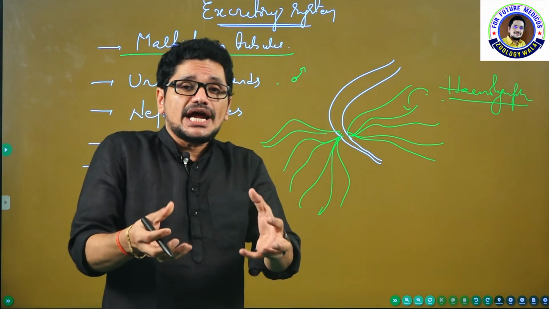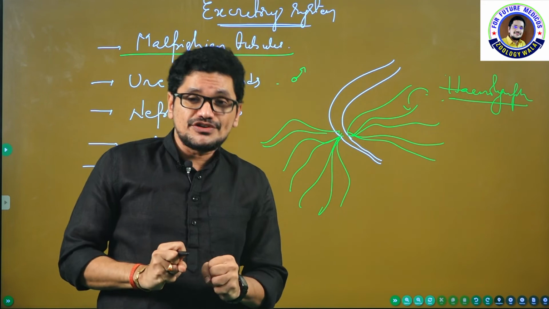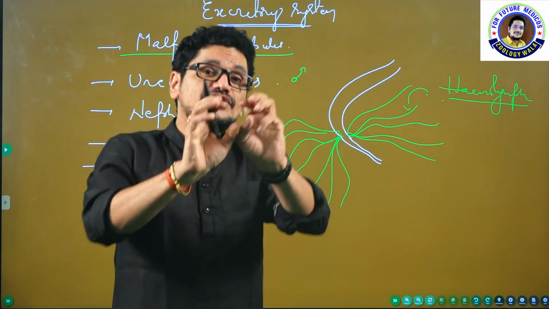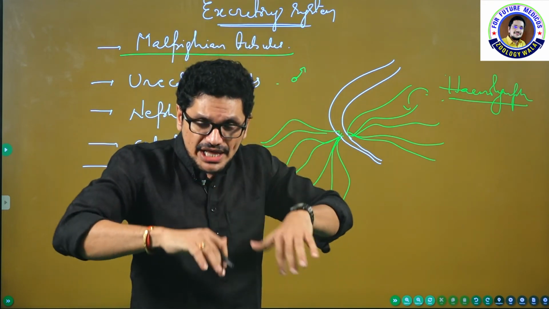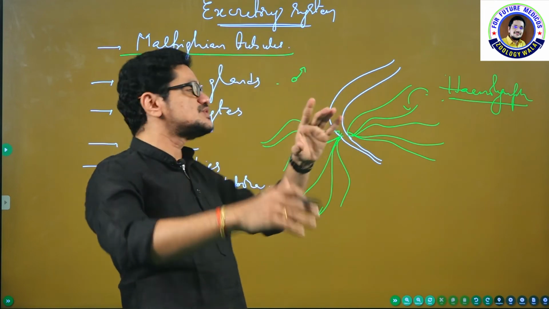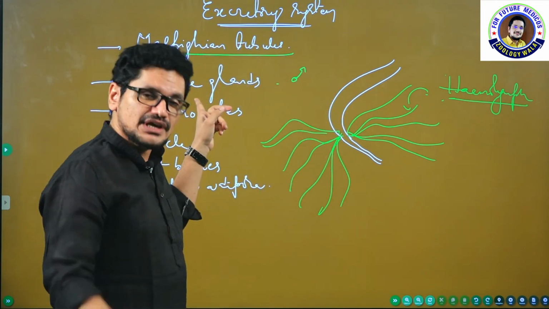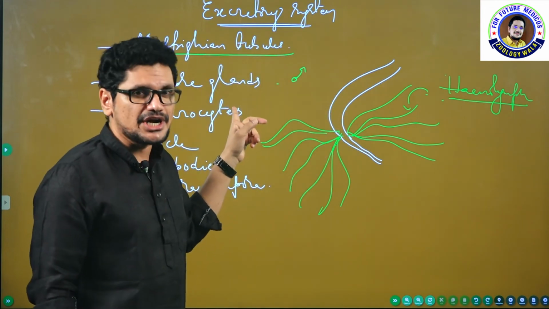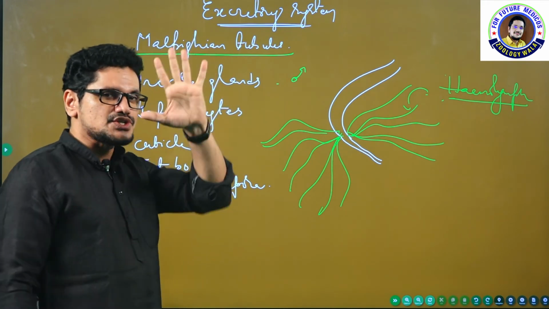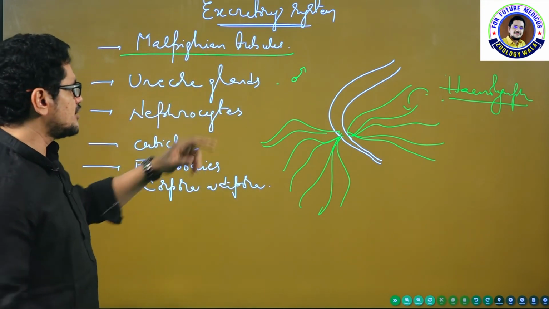These urate glands are useful for the storage of uric acid, and they are also able to remove the uric acid which is there in these glands. I will tell you at the time of the reproductive system. And now, nephrocytes.